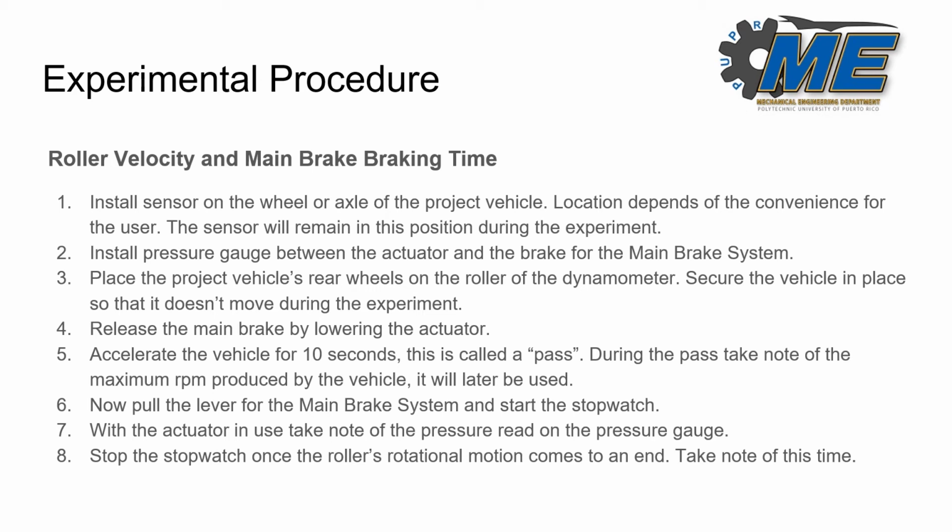Now after that we want to pull the lever of the main brake system and start the stopwatch. With the actuator in use, take note of the pressure reading on the pressure gauge. Stop the stopwatch once the roller's rotational motion comes to an end, and take note of this time.